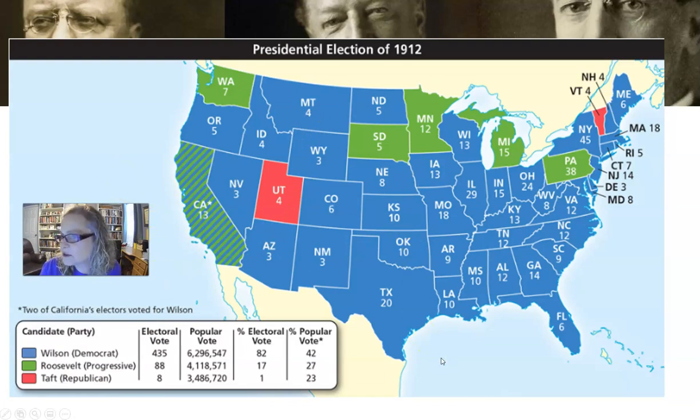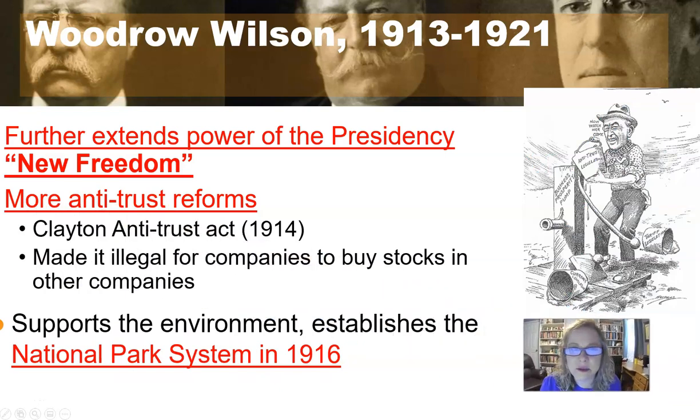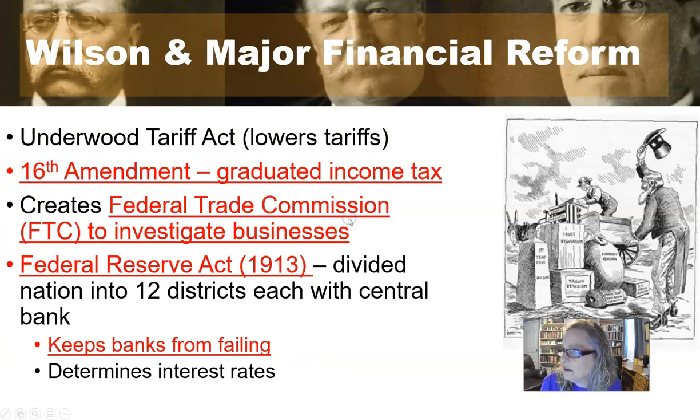then you have Wilson. And like I said, we're going to talk about Wilson quite a bit more because he's the president that leads America through World War I. But he believed in this idea of a new freedom. He continues with the trust reforms. Okay, so all three of them are trust busting. He also continues, even though Taft didn't, the environmental protections. And so he creates the National Park Service, which is still around today, in 1916. So he continues that. He was really focused more on financial reform.